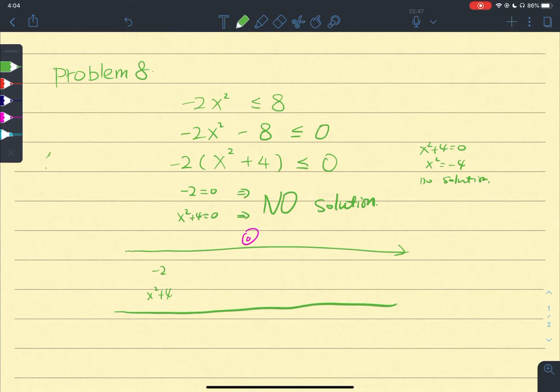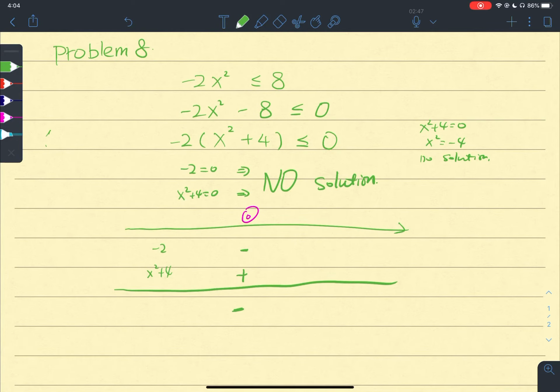Plug in 0, it's -2. There's no x for it to replace, it's negative. 0 replacing the x, it's 0 squared plus 4, which is positive. Multiplying together, so on the interval -infinity through +infinity, the expression -2 times (x squared plus 4) is going to be negative. You do realize that we are trying to solve for negative expressions. That means I accept the whole real line as my final solution.